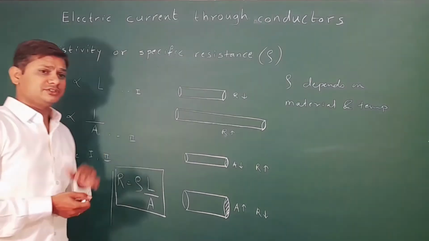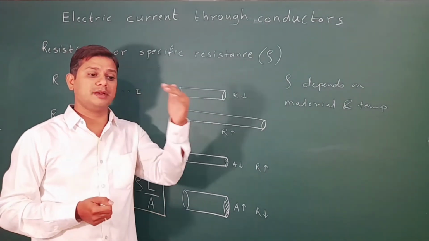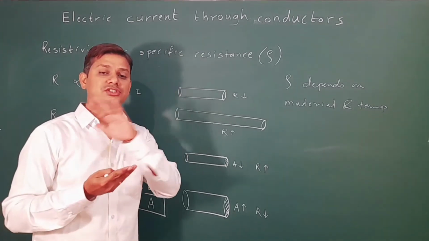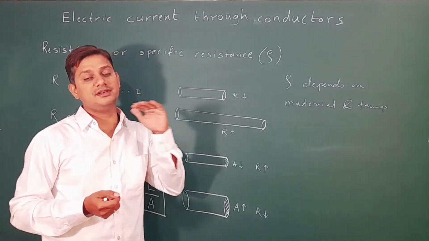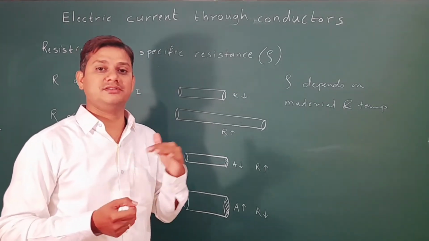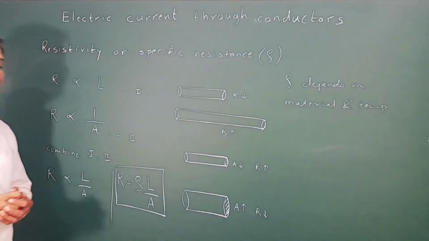If you take two identical wires of different material, let's say copper and aluminum, with the same dimensions and same temperature, but since their material is different, they will have different values of specific resistance or resistivity. So this is very important.